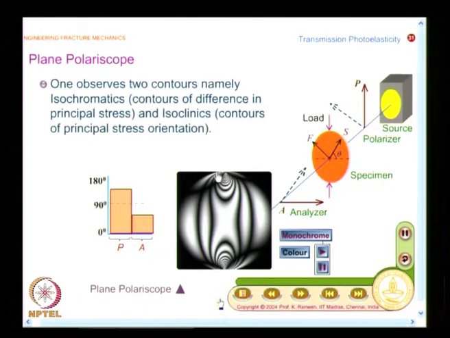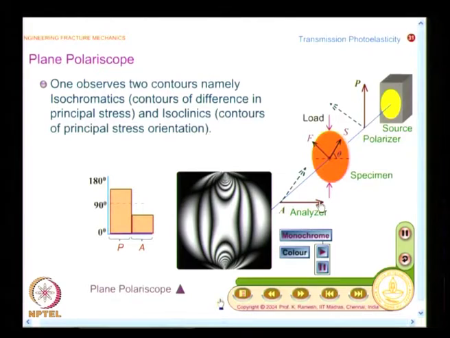And when you see the screen, you see two sets of fringe patterns. One observes two contours, namely isochromatics, which represent contours of difference in principal stresses, and isoclinics, which represent contours of principal stress orientation. From a logical explanation, when the model behaves like a full wave plate, the input polarized light is cut off by the analyzer, which is kept at 90 degrees to the polarizer axis.